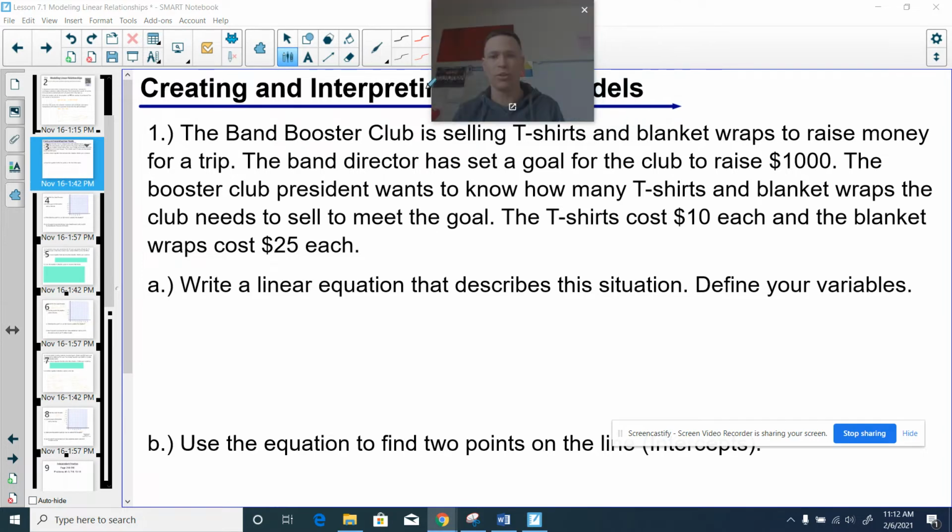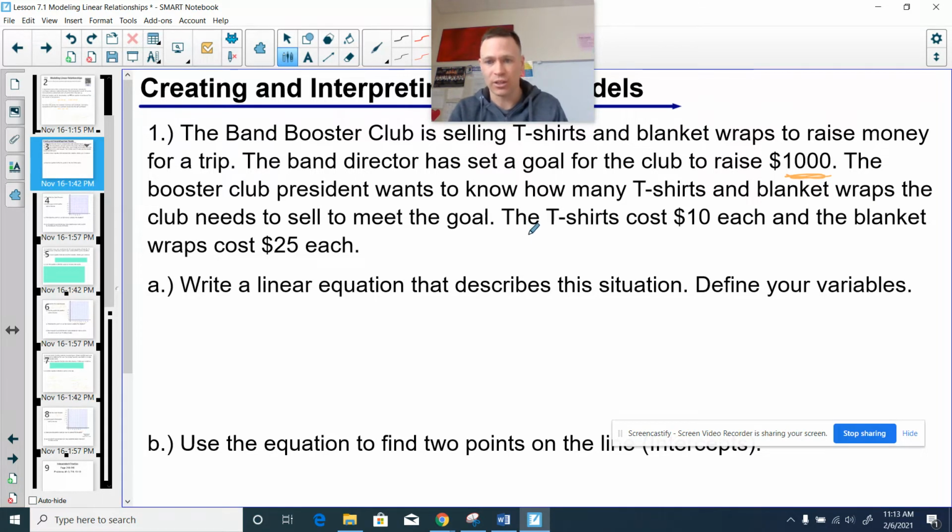It says, the Booster Club is selling T-shirts and blanket wraps to raise money for a trip. The band director has set a goal for the club to raise $1,000. I'm going to underline that because that's important. The Booster Club president wants to know how many T-shirts and how many blanket wraps they need to sell to meet the goal. So right now I'm kind of thinking to myself, okay, they need to meet a goal. What are they doing? They're selling 2 items in order to raise money to get to that $1,000 mark.